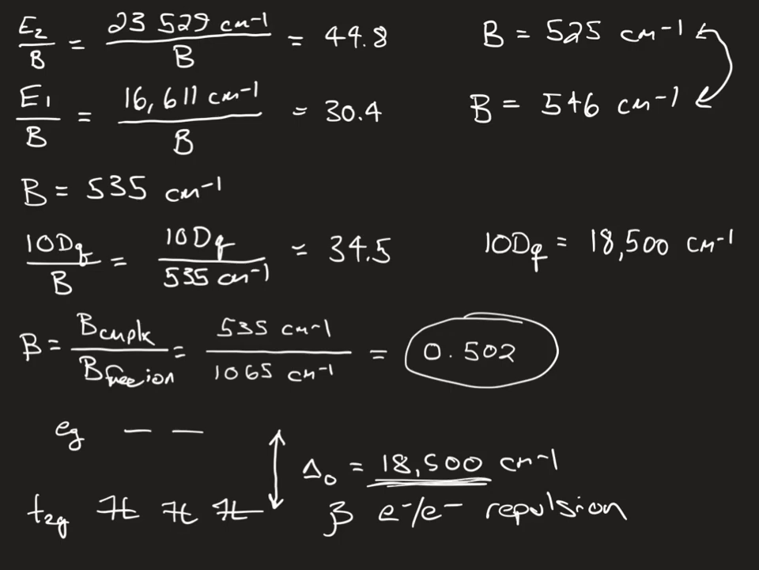Now that we've tackled how to handle an octahedral compound where you can have a high spin or a low spin state using a Tanabe-Sugano diagram, in the next video we're going to tackle how to calculate delta T, the splitting in the E and the T2 energy levels in a tetrahedral complex using Tanabe-Sugano diagrams.